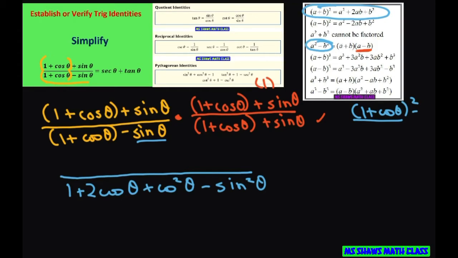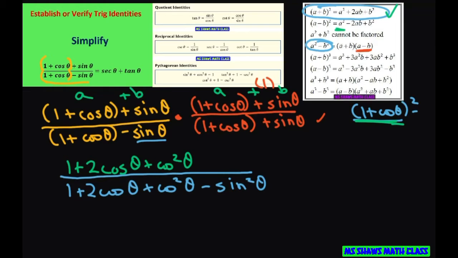The numerator is a little harder. We have to do this for the numerator. This is your a plus b times a plus b. So we're going to square my a, which we already have done, so just copy that down: 1 plus 2 cosine theta plus cosine squared of theta.